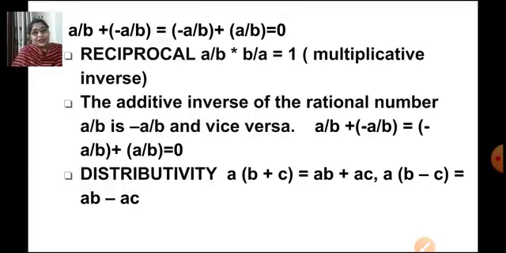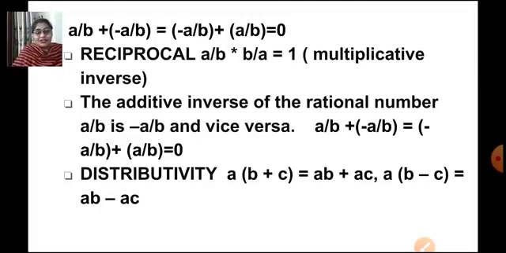Next one, moving ahead, we have seen reciprocal. Reciprocal means if the rational number is a upon b, we change numerator to denominator, denominator to numerator. It is called reciprocal, children. It is also known as multiplicative inverse, right? And when we multiply any rational number by its multiplicative inverse, children, the answer will be 1. Like numerator and denominator will get cancelled on both sides and the answer will be 1.